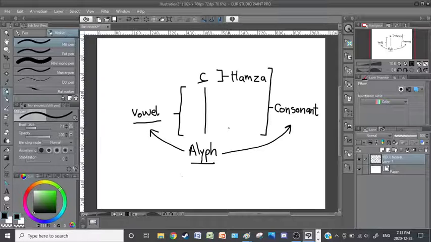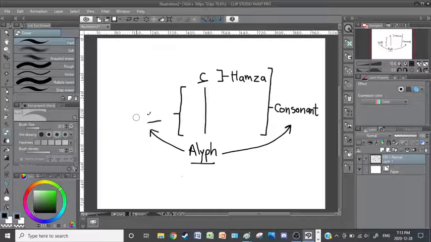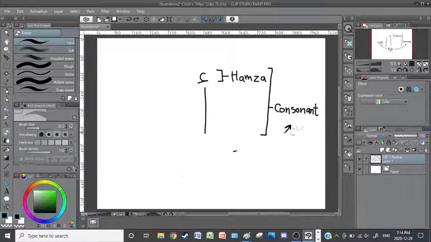So for the letter alif, this is how it is written. A stick or a number 1 with or without the hamza depending on whether or not it is a consonant or a vowel. Just delete all of this.